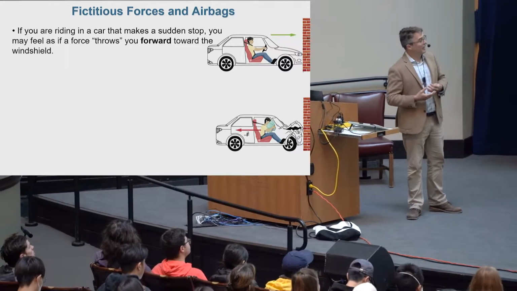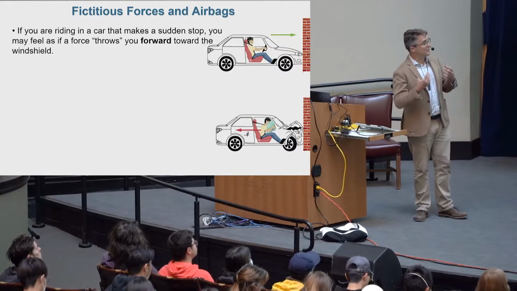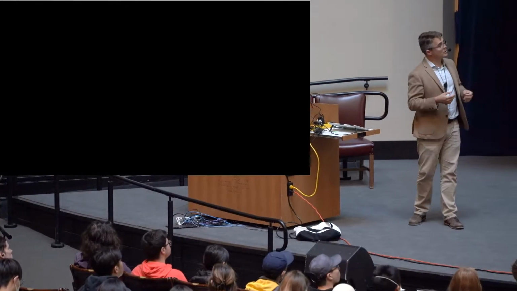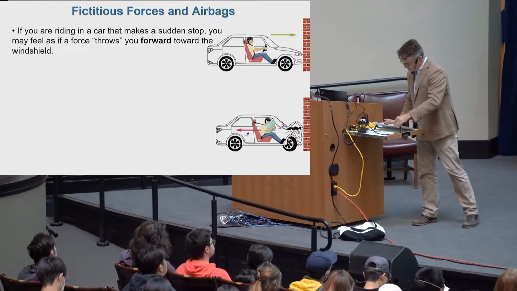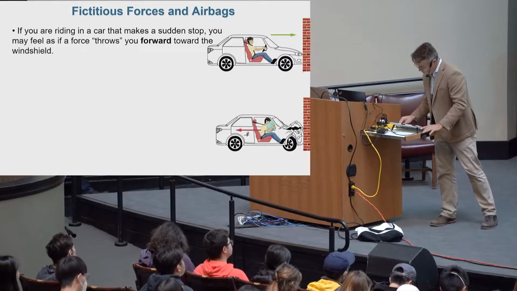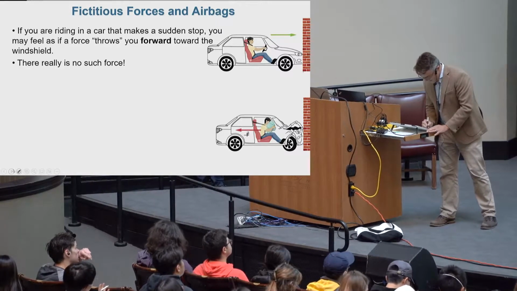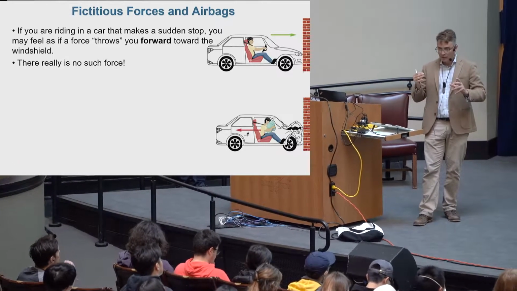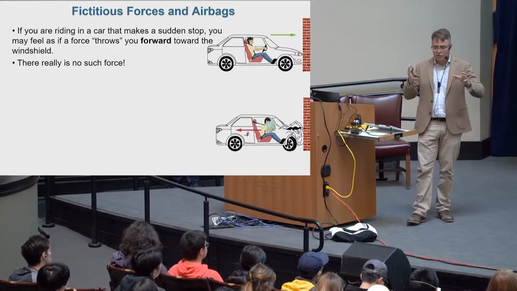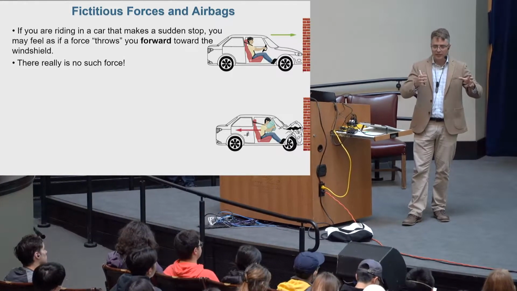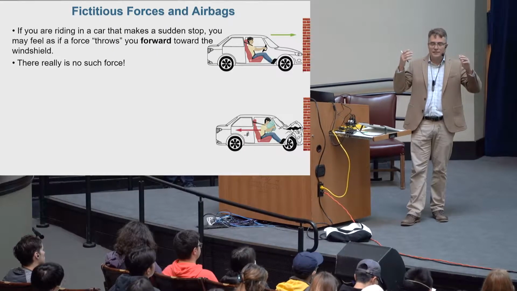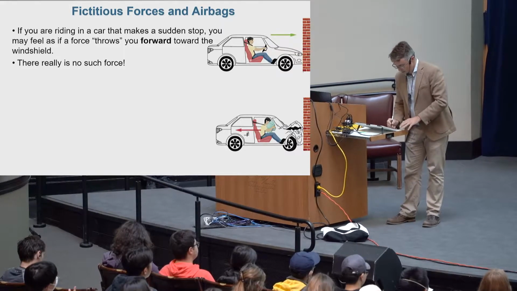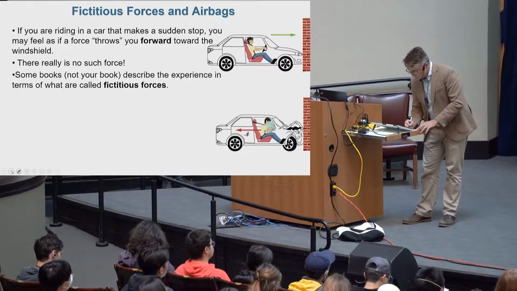Another thing that can happen is that the car can slow down, and this is where airbags come in. If you're riding in a car that makes a sudden stop, you might feel like you're thrown towards the front of the car. But there's really no force. It's the same thing with the mug. When you're in a non-inertial frame and it's accelerating, there are these fictitious forces that go in the opposite direction of your acceleration. But there really aren't such forces.